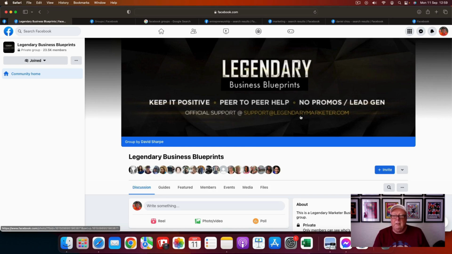So, as you can see here, actually, Legendary Blueprints: keep it positive, peer-to-peer help, no promos, you can't promote anything, and no lead gen. So you cannot poach people from these groups, and they'll just boot you out. They just don't need it. So they're very, very strict on something like that.